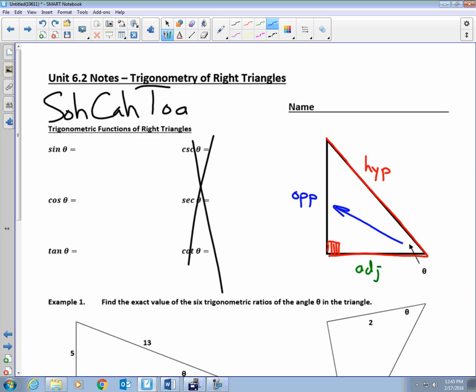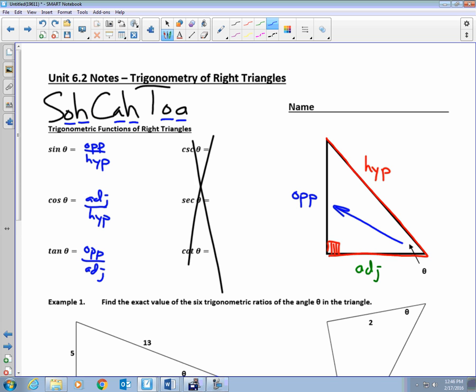Now, we use this acronym Sohcahtoa in order to write down these expressions for sine, cosine, and tangent. Sine happens to be the opposite divided by the hypotenuse, because you have O and H. Cosine is adjacent over hypotenuse, because you have A and H. And tangent is opposite over adjacent, because you have O and A.